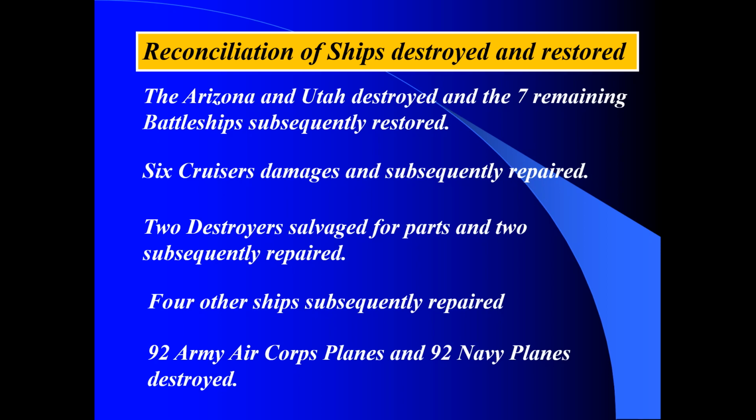This slide provides a reconciliation of ships destroyed and restored. The Arizona and Utah were destroyed, and the 7 remaining battleships subsequently restored. 6 cruisers damaged and subsequently repaired. 2 destroyers salvaged for parts and 2 subsequently repaired. 4 other ships subsequently repaired. 92 Army Air Corps planes and 92 Navy air planes were destroyed.